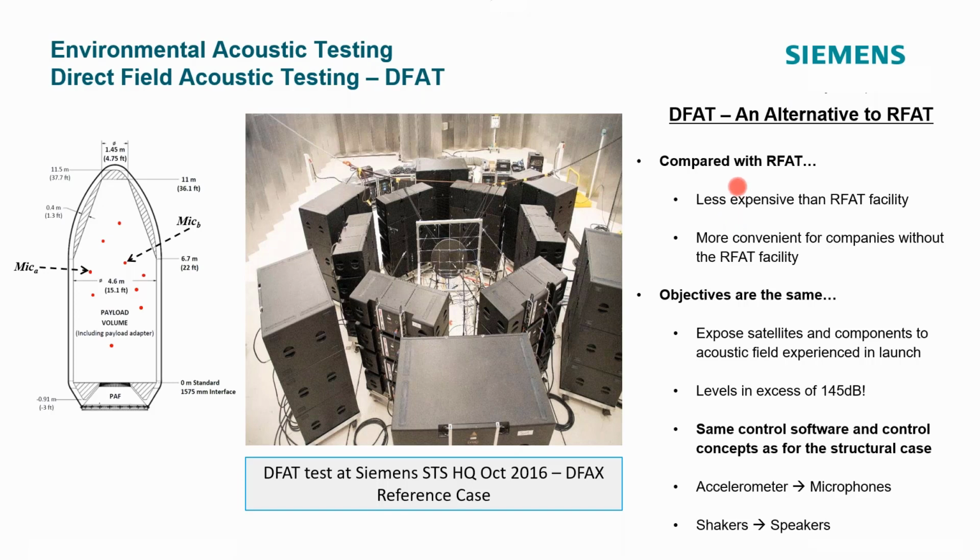And so with what we call DFAT, or direct field acoustic testing, it can be an alternative to RFAT, reverberant field acoustic testing. Compared with RFAT, these can be less expensive. These are just a bunch of speakers, and literally they can use these same speakers for concerts and playing music. The setup here can be a lot less expensive than a reverberation chamber. They're more convenient for companies who don't have an RFAT facility. So you can take this and set it up anywhere you want, even outside if you wanted to.